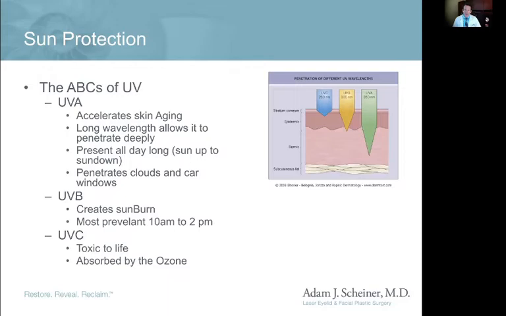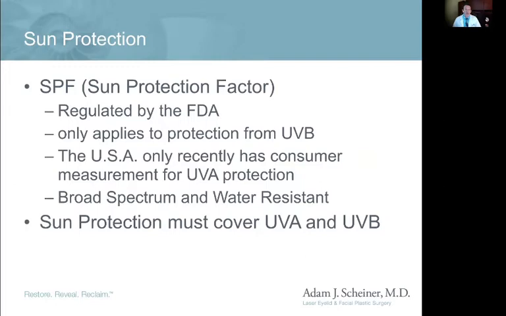UVB, which is in yellow in this slide, only goes through the epidermis and a little bit into the dermis. It creates sunburn, most prevalent from about 10 to 2 or 4 o'clock in the afternoon. UVC is toxic to life, and thankfully it's absorbed by the ozone. SPF is sun protection factor. It's regulated by the FDA. It only applies to protection from UVB.